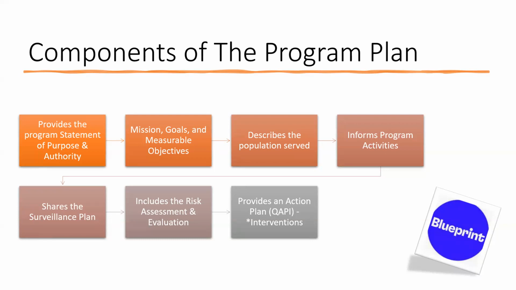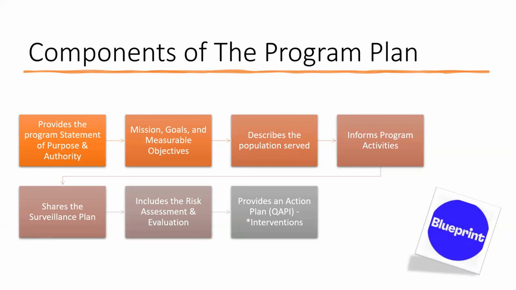Each revision should include defining objectives of the goals with due dates and responsible parties. So again, you have the statement of purpose and authority, your mission goals, your population served. It should inform your program activities, share surveillance plans, include your risk assessment, which we'll talk about on the next slide, and also provide that QAPI intervention, again, with due dates and responsible parties.